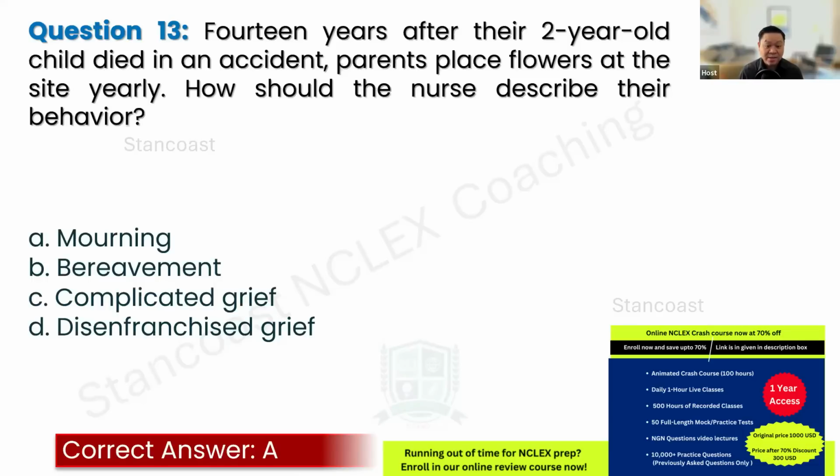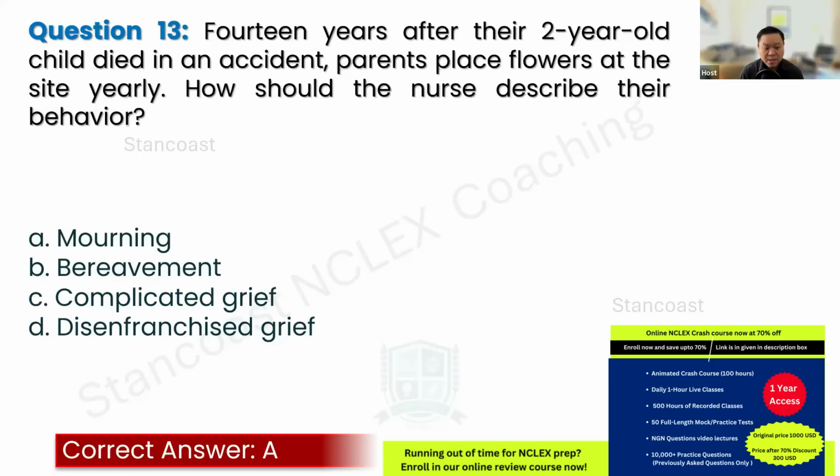And letter C is also incorrect because complicated grief applies to prolonged and debilitating grief, which doesn't apply here, as the parents are managing their grief in a healthy manner through ritual. And letter D is also incorrect because this term describes grief that is not acknowledged by society or others, which does not fit the parents' behavior of commemorating their child's memory as they are honoring their loss openly. Now, I want you to identify the behaviors that will signify the expressions of grief versus those indicative of unresolved issues.